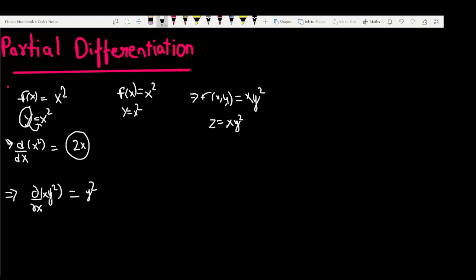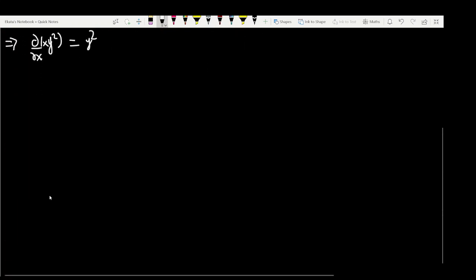And how you do this, we are going to talk about later: how del by del x of x y squared becomes y squared, and why it does not operate on y. We are going to discuss it in a later video. But for now, understand why partial derivatives are used. They are used when we define more than one variable. So this is basically the meaning of partial differentiation.